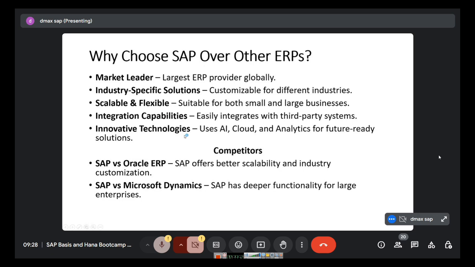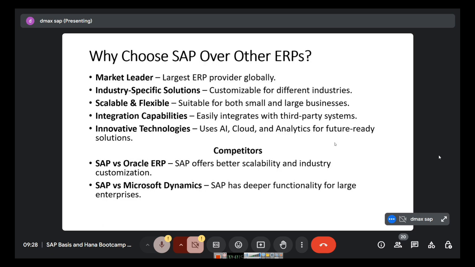And SAP has some innovative technologies. It uses AI, it uses cloud services nowadays to build their servers in the cloud, and it uses analytics for future ready solutions. Analytics means all data will be in Excel sheets. Lot of data. If you want to go for the last 10 years analysis also, it will give you accurate data to choose and decide future planning.